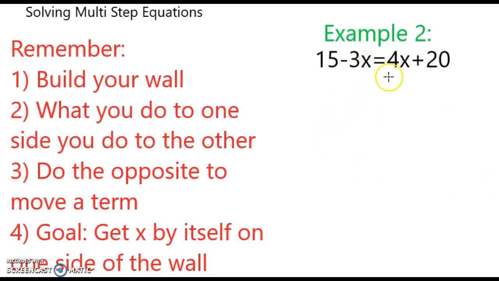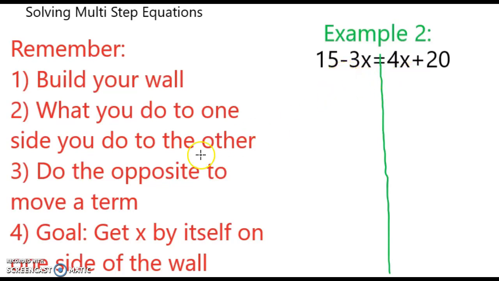All right, so once again, first thing I'm going to do, I'm going to build my wall. This is just going to help us keep our balance, and I'm going to follow some of the key rules we have over here. Once again, it doesn't matter what you move first, but in my experience, I've been doing this for quite a long time, I've had the best luck always moving the smallest variable first. So if you look, the negative 3x and a positive 4x, negative 3x is smaller.